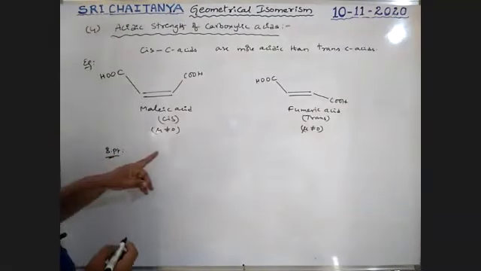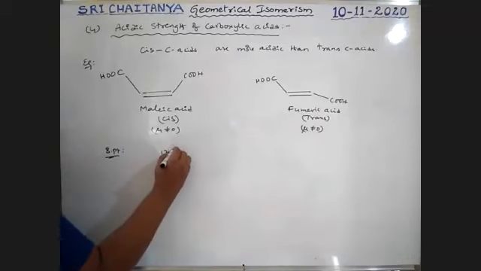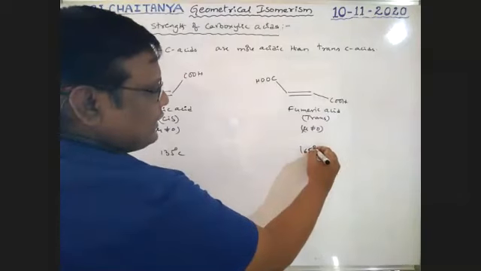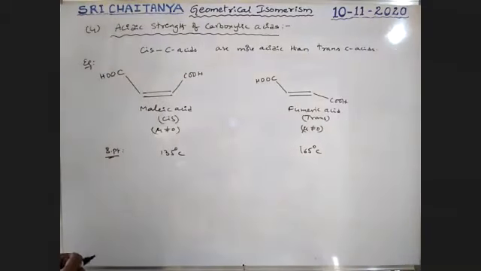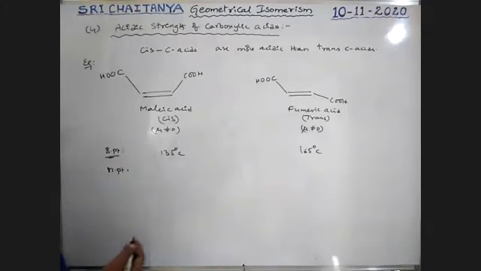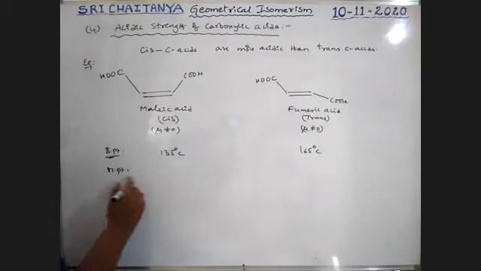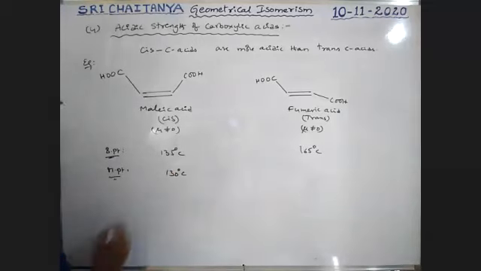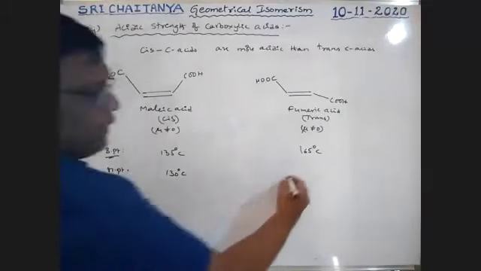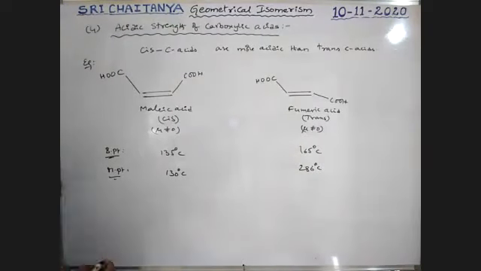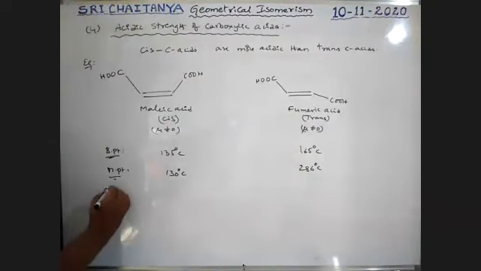Boiling point of malic acid is 135 degrees centigrade. It has 165 degrees centigrade. 135, 165. Next, melting point. Generally, trans compounds have more melting point, boys. So it is a cis compound, therefore it has 130 degrees centigrade as its melting point. It is 286 degrees melting point. 280 degrees. Next, solubility in compound.